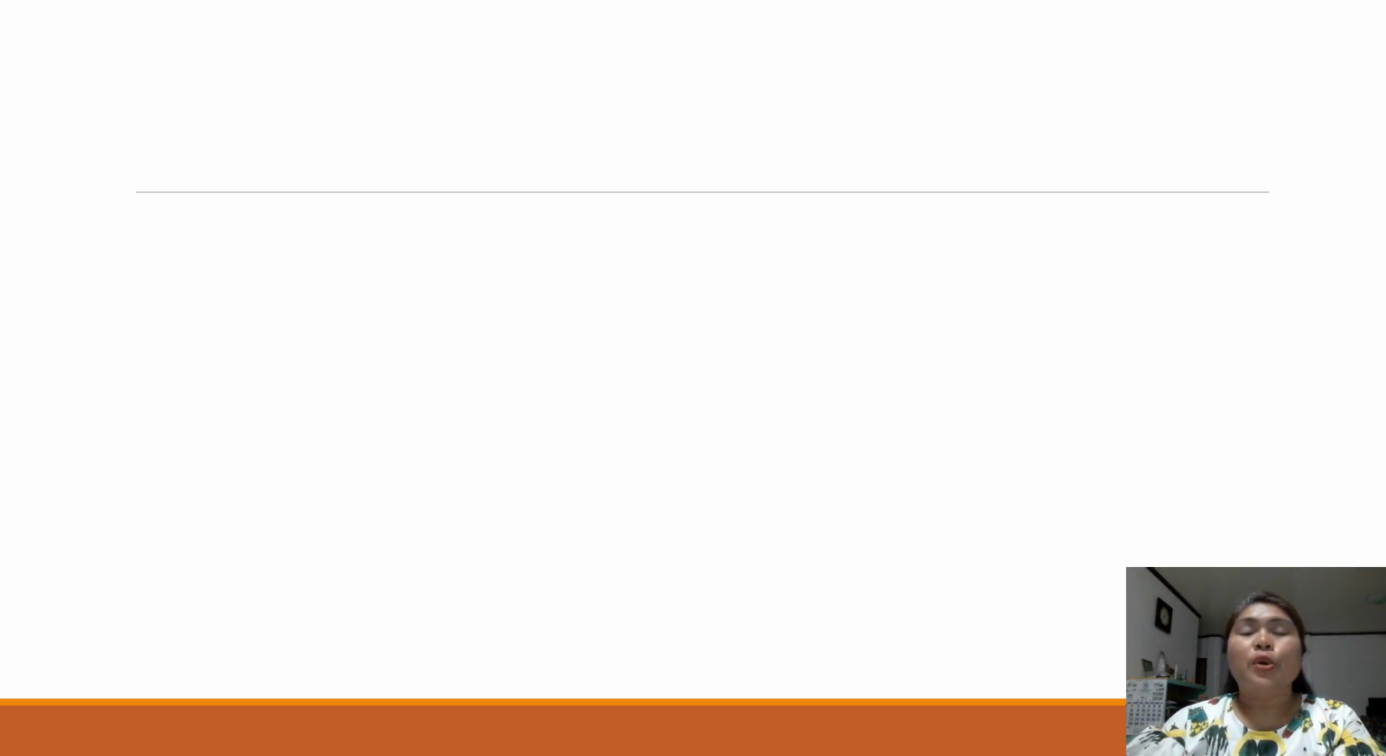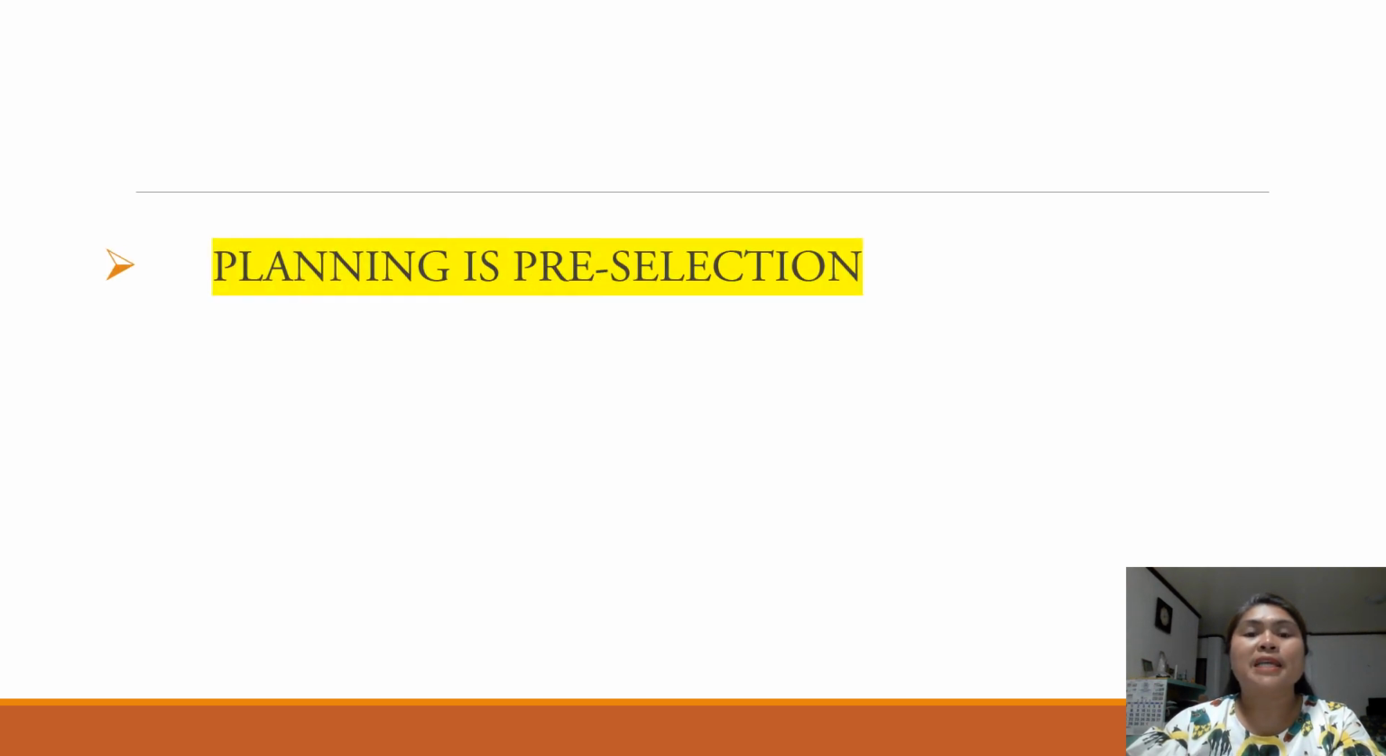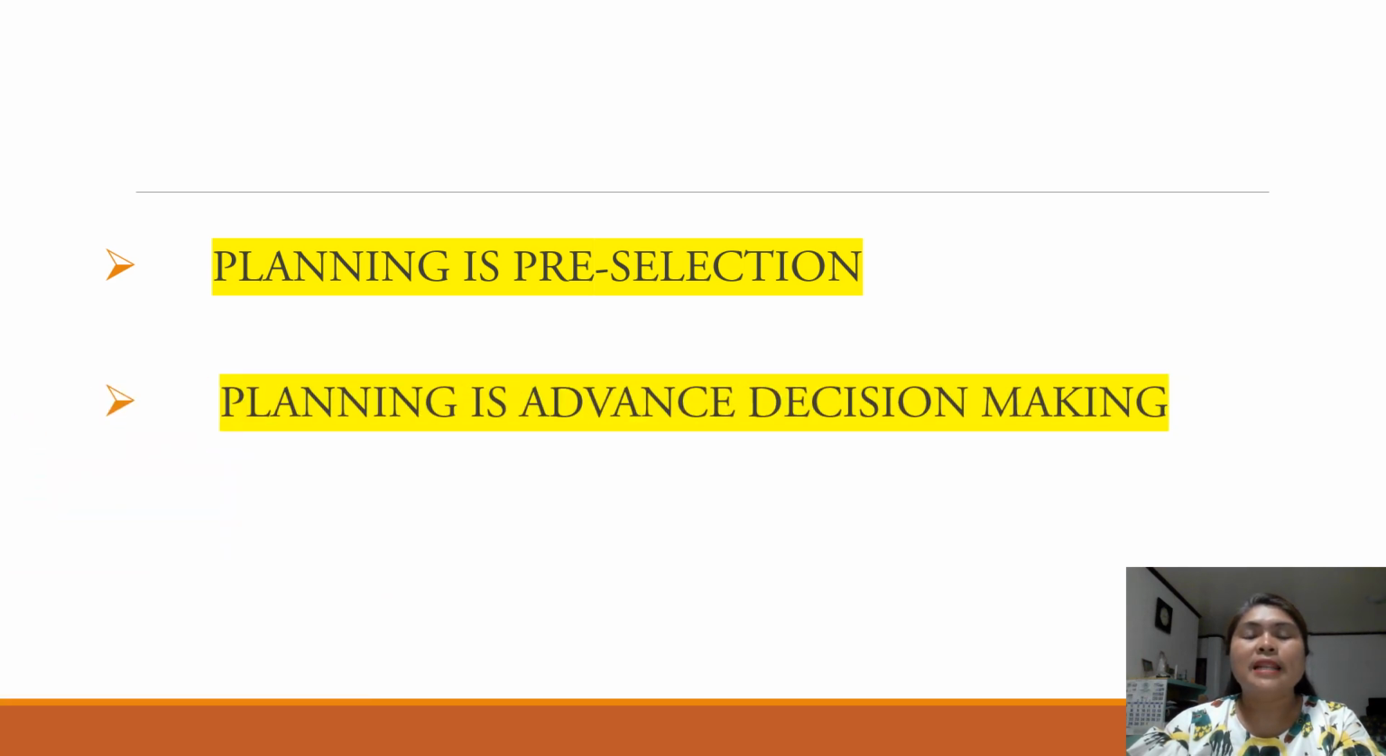Of all, we can analyze these definitions as: planning is pre-selection, meaning free selection of objectives and outlining the action before starting any business. Then, planning is advanced decision making. Planning is decision making in advance, or in other words, choosing the alternatives and making the decision ahead.